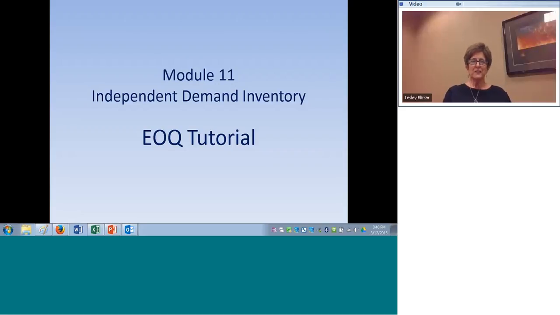Hi, welcome to this tutorial on economic order quantity. EOQ is an important part of inventory theory and one of the oldest production scheduling models. We use a formula to calculate the best order size that balances the cost of holding the inventory with the cost of placing orders for inventory.